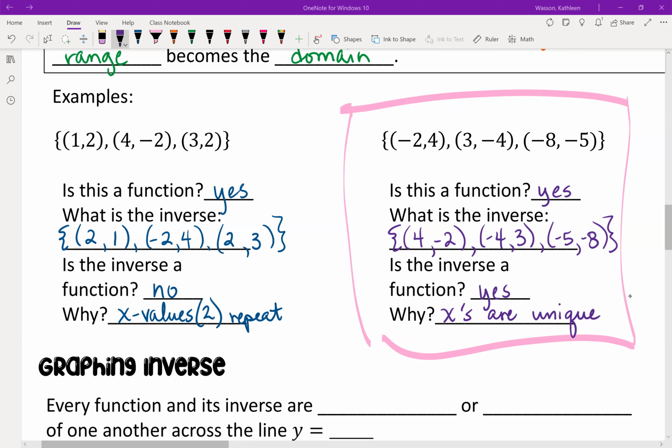So as you can see, I found that this original set of points is a function. Each x is used only one time. And when I wrote the inverse set, each x is still used only one time. So the inverse is a function in this case because each x is unique.